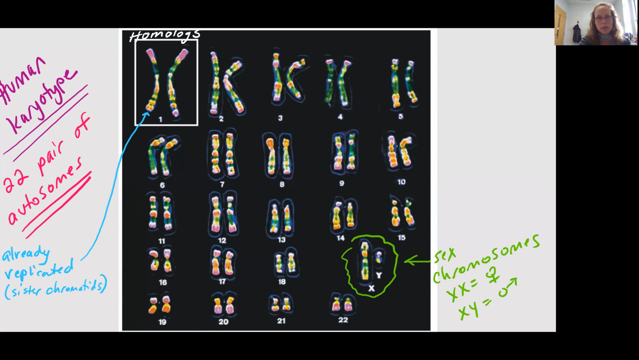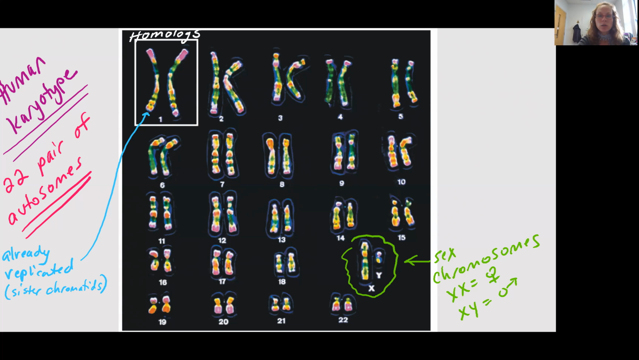So you take a cell that's in the midst of cell division, maybe prophase or metaphase, and in the past, you would take an actual photograph of the cell and you would cut out your chromosomes and line them up and paste them. And now, of course, that's all computer animated. When you look at this karyotype, you can see in humans we have 22 pair of what are called autosomes. So these are going to be chromosomes that are coding for all sorts of information across the body.